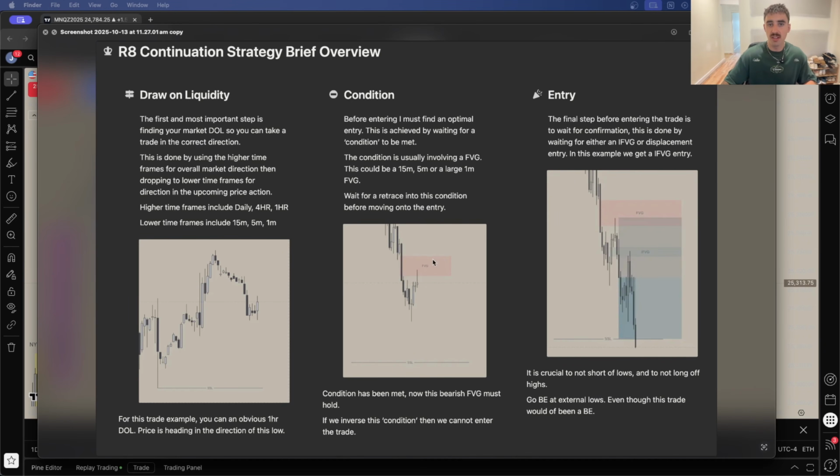So if we come down onto a lower time frame here, we see we have this bearish fair value gap. This is my condition. I wait for price to retrace into this gap before we displace out of the gap and we short to that low. Now, question, what if price inverses this gap to the upside? My trade idea is invalid and I do not take the trade. Very, very simple. That's it. You find a DOL, draw on liquidity, you set a condition, and you enter from displacement or an IFVG.